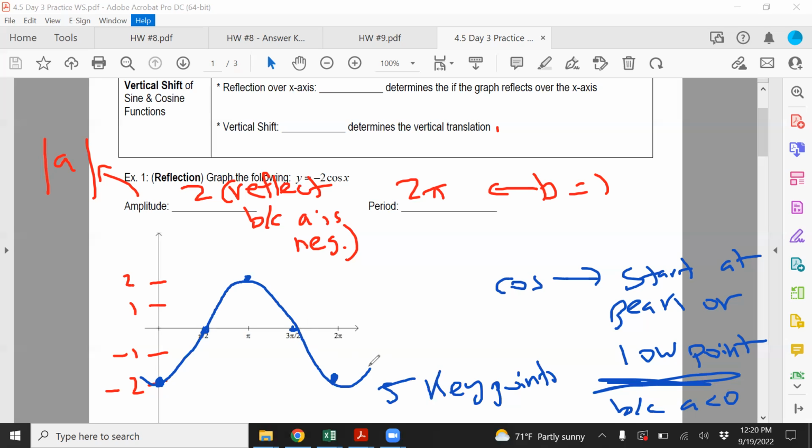Why? How do I know it's going to end here? Because the period is 2 pi. Period means that it repeats itself, right? When the period ends, it repeats itself, right? So it's another cycle, kind of the same thing. Okay. And that reflected.